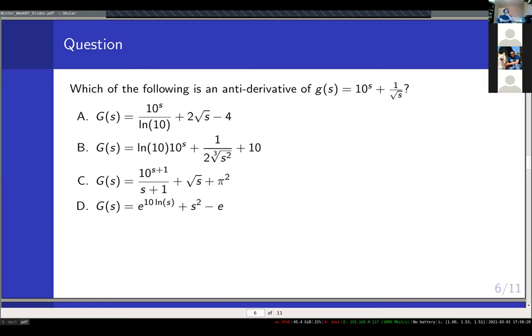Haysom was asking about the constant, right? So we know that if you've done the antiderivative reading, you know that antiderivatives aren't unique, right? You have a different additive constant. So he was asking about the constant. Yeah.